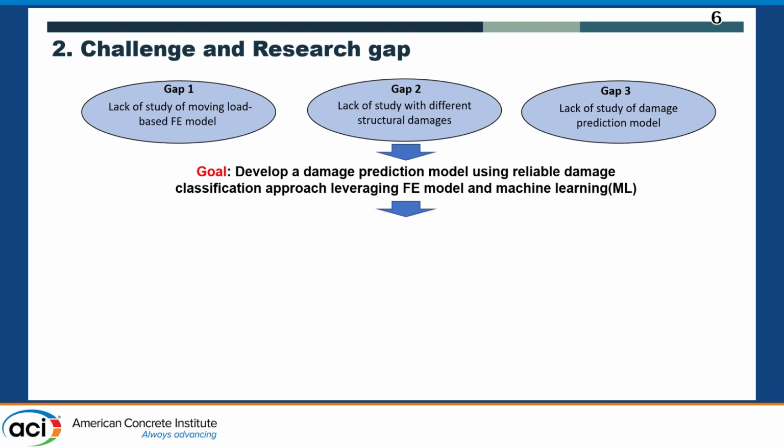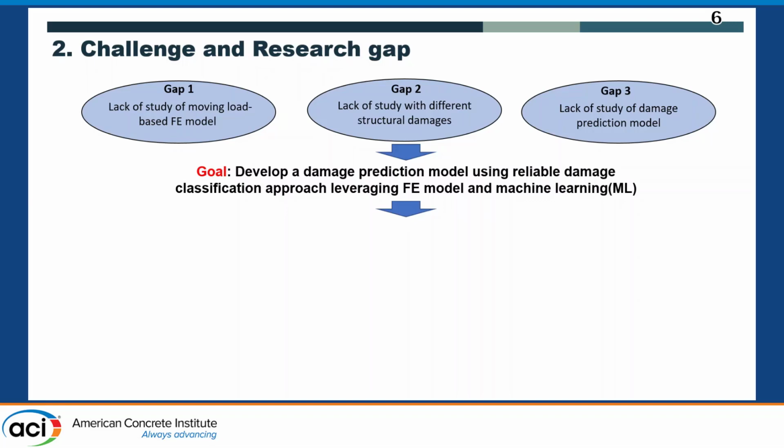So if you want to develop a more accurate SHM system with BWIM signal, we have three main research gaps. The first is there is a lack of study with an actual moving load model. There are a lot of static load models applied at different locations. The concept is similar to the influence line, but there are really few studies about actual moving load simulation.